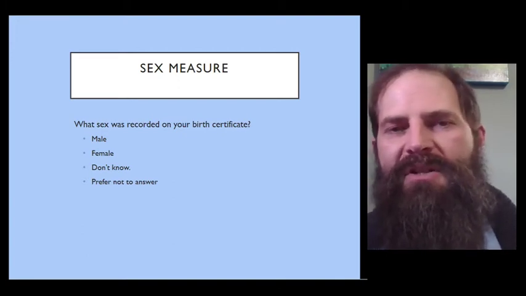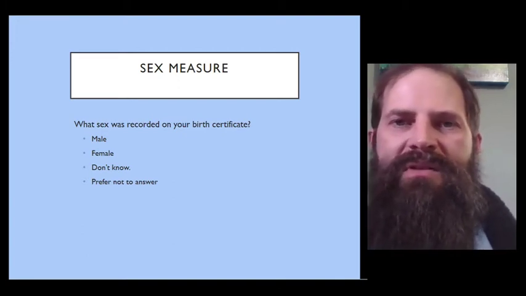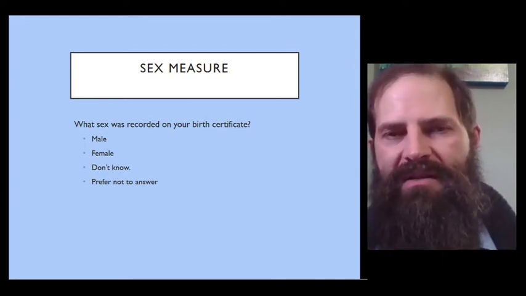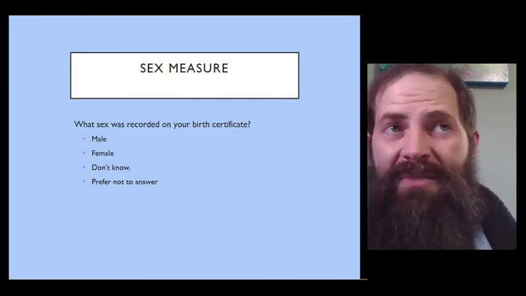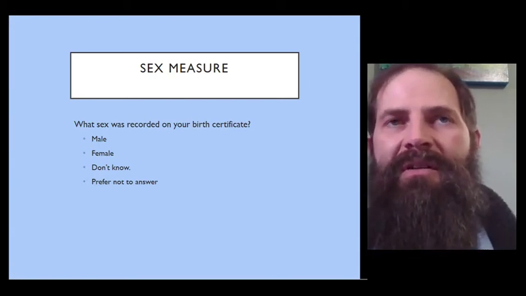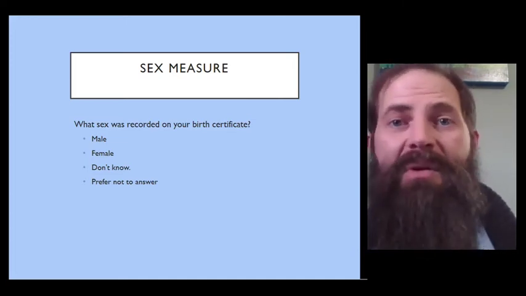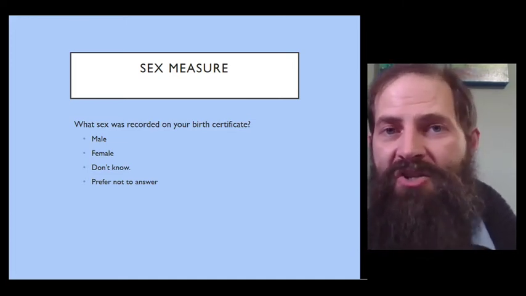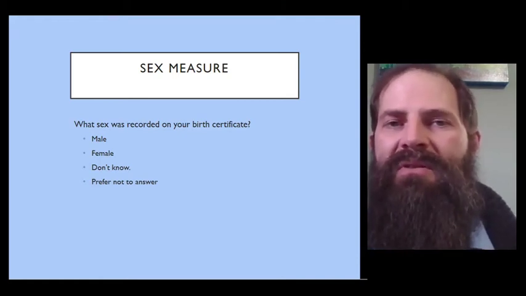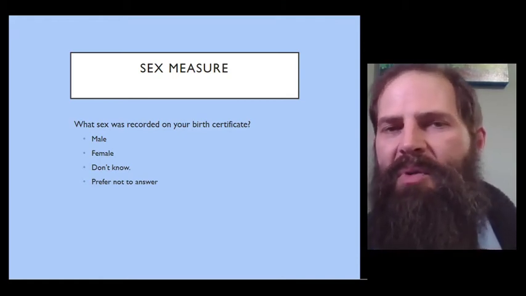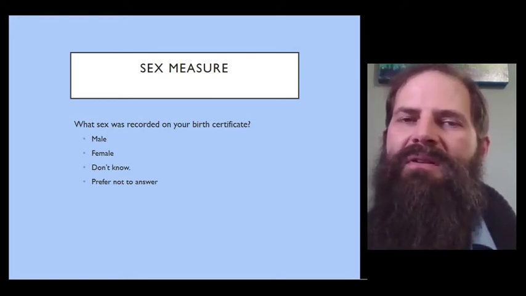Now, this question always concerned me because we know that 17 of 1,000 children are born with some level of sex indeterminacy, not sexual indeterminacy, for clarity there. And on top of that, too, I have a friend and a family member who have both gone through sex change surgeries. And so for me, I wanted to make sure this question was absolutely as inclusive as possible. So I asked about the birth certificate question.